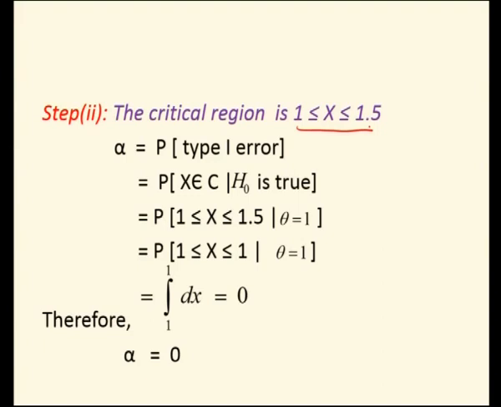So, again we need to find out the alpha, type 1 error, probability of type 1 error. So, here if it belongs to the critical region, that is the region of rejection. Region of rejection is 1 is less than or equal to x is less than 1.5, given that H naught is true, theta is equal to 1. Substituting in the given function, see here theta is equal to 1. So, here the density function limit goes from 0 to theta, but theta is equal to 1. So, it cannot go beyond that. Therefore, you will have from 1 to 1. So, you know that integral 1 to 1 dx becomes 0. Therefore, alpha is equal to 0.